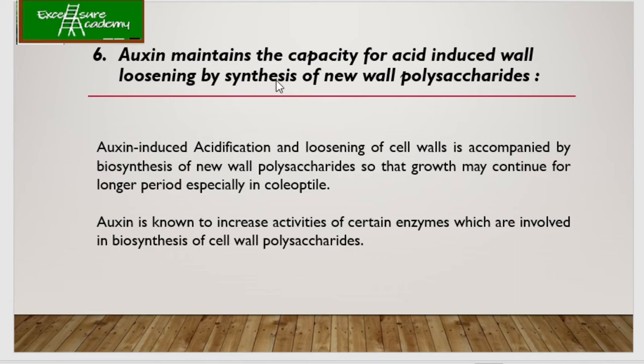Now, coming to the next topic, auxin maintains the capacity for acid-induced wall loosening by synthesis of new wall polysaccharides. Of course, whenever small things get extended, it means new cell wall has been synthesized. That's how it increases in size.